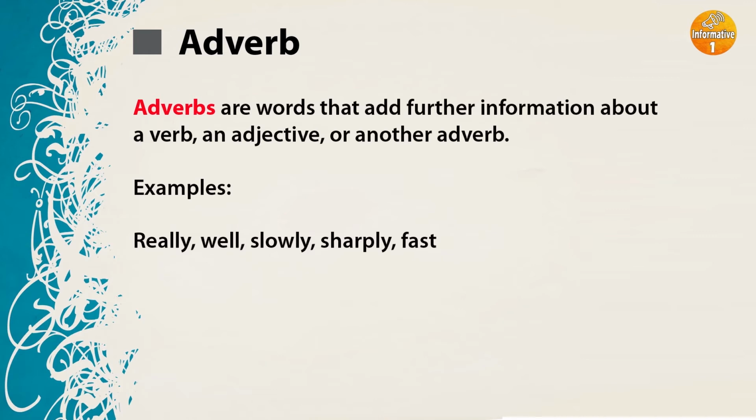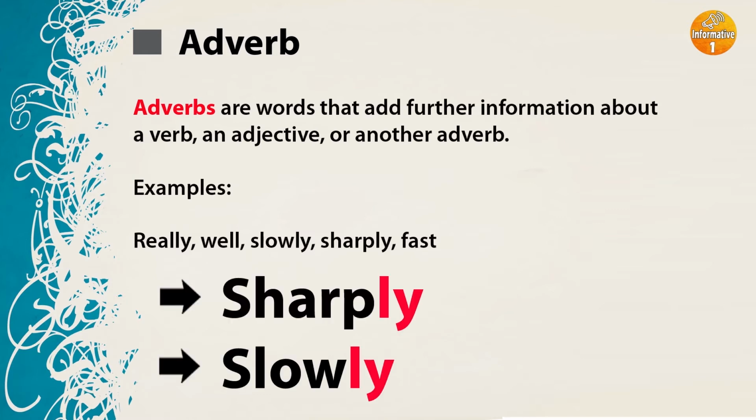Adverbs. Adverbs are another group of words which are used to add further information to a verb, to another adverb, or to an adjective. And examples are really, well, slowly, sharply, fast. Usually, when you add ly to an adjective, it turns it into an adverb. But there are many adverbs which do not have this ly at their end.